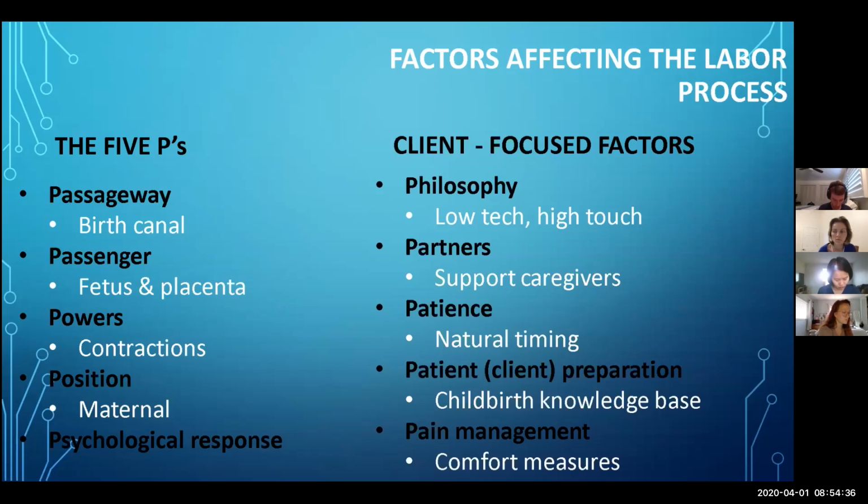We also have additional 5 Ps that are more client focused. They help for planning the care of the laboring family. And these, like I said, they're client focused. We want to make sure, with the philosophy of lowering the technology and increasing our hands-on support during labor, meaning we're not so focused on the equipment that we use, but we use high touch. We're there for her. We're her partners. That refers to her caregivers.